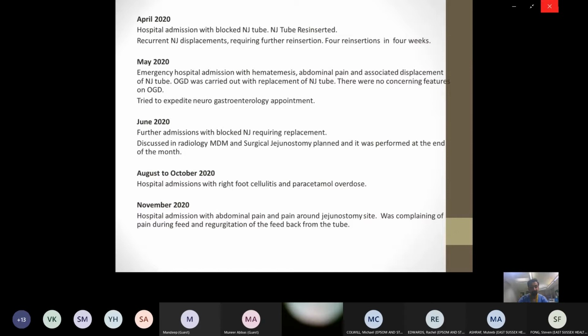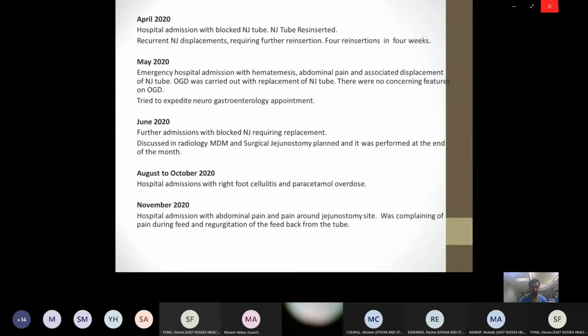In June 2020, she was admitted again with a blocked NJ requiring replacement. She was discussed again in MDM, and a surgical jejunostomy was performed at the end of the month. In August and October, she had hospital admissions with right foot cellulitis and paracetamol overdose.